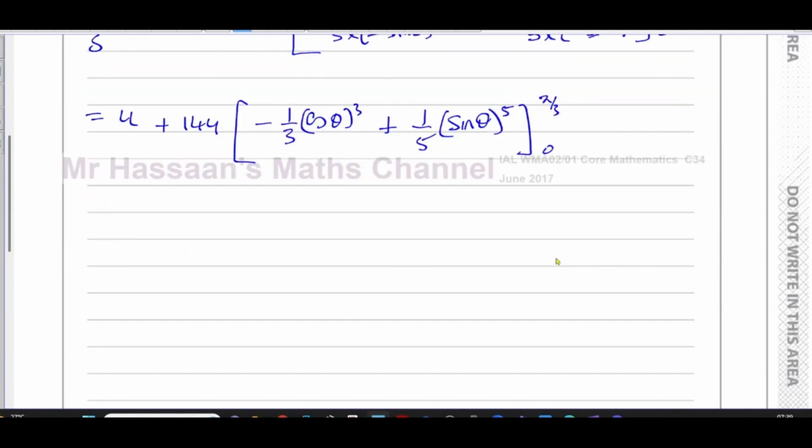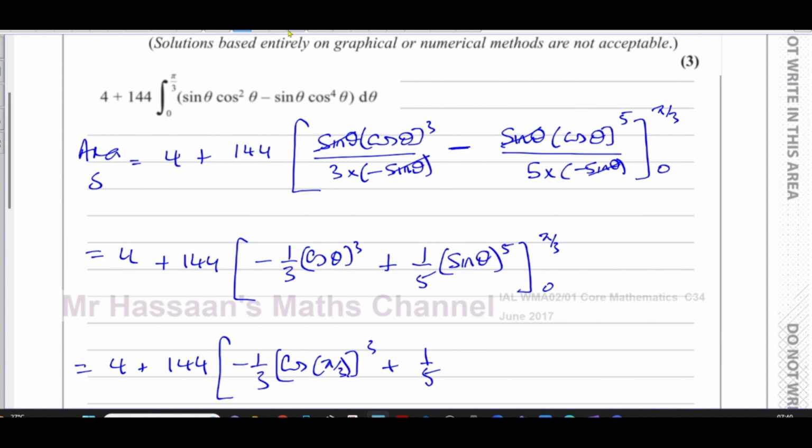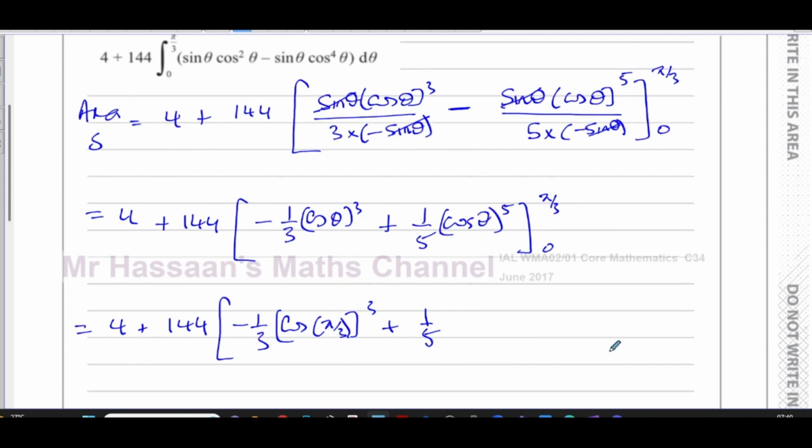So now we can substitute those limits in. So we have 4 plus 144 times. This is minus 1 over 3 times the cosine of pi over 3, and that has to be cubed. Plus 1 over 5 times... Sorry, that's supposed to be cosine. I don't know why I wrote sine there. Some of you might have spotted that mistake before and already written something down in the comments, but be careful about that. That's going to be the cosine of pi over 3 to the power of 5.